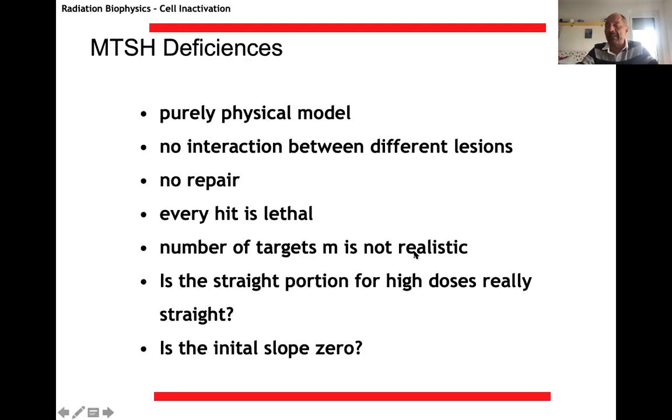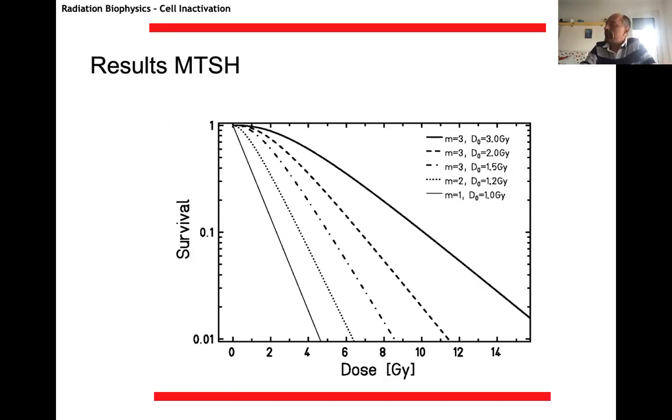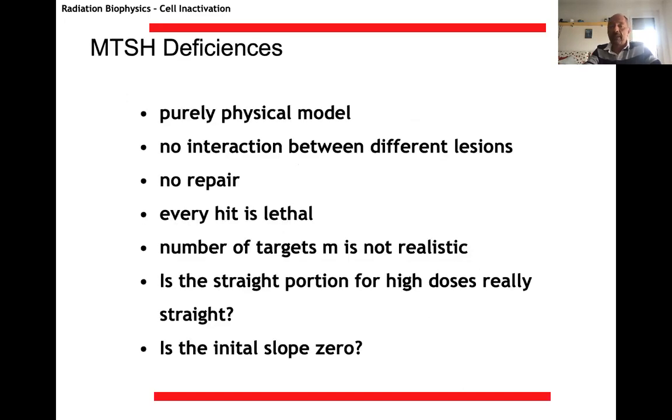The number of targets m is actually not really realistic. You see, what does it mean? What does it mean that this curve has 3 targets? What is the meaning of 3? Certainly, we don't have 3 chromosomes, for example. I mean, it's just a number, but it is not really matching a real molecular component of the cell.